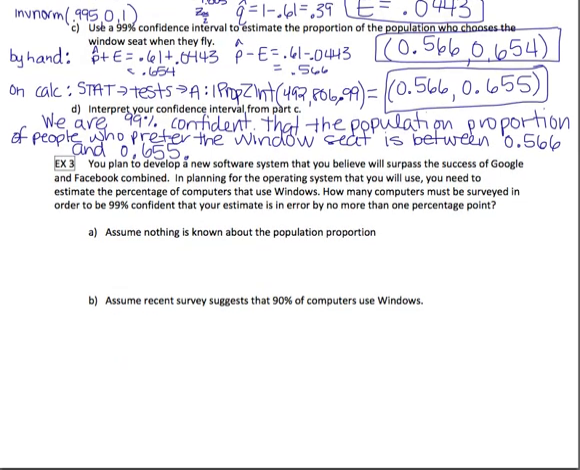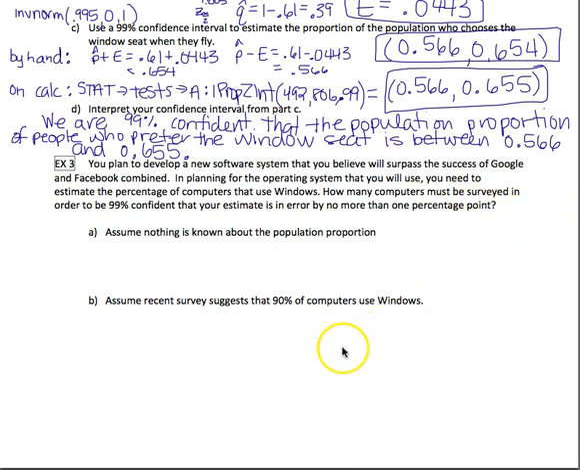All right, last one. Example 3, you plan to develop a new software system that you believe will surpass the success of Google and Facebook combined. In planning for the operating system that you will use, you need to estimate the percentage of computers that use Windows. How many computers must be surveyed in order to be 99% confident that your estimate is in error by no more than 1 percentage point?